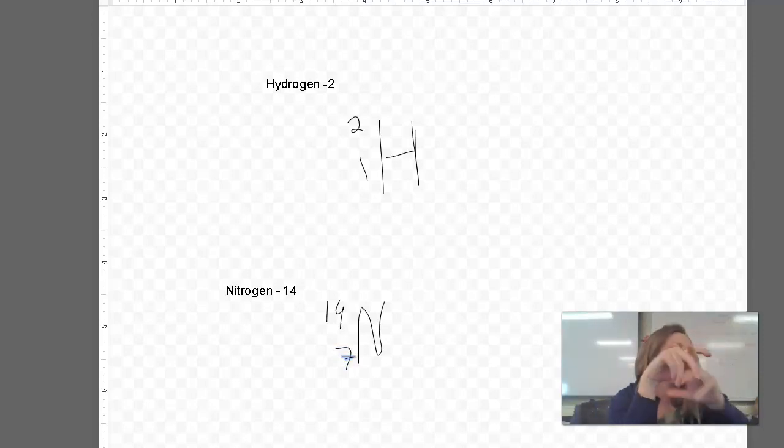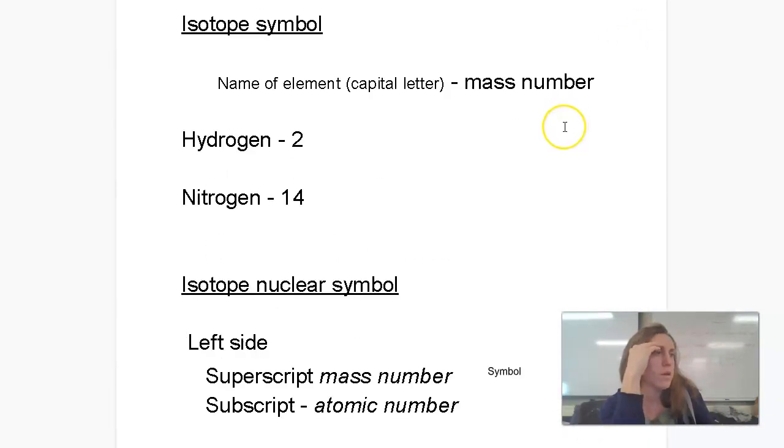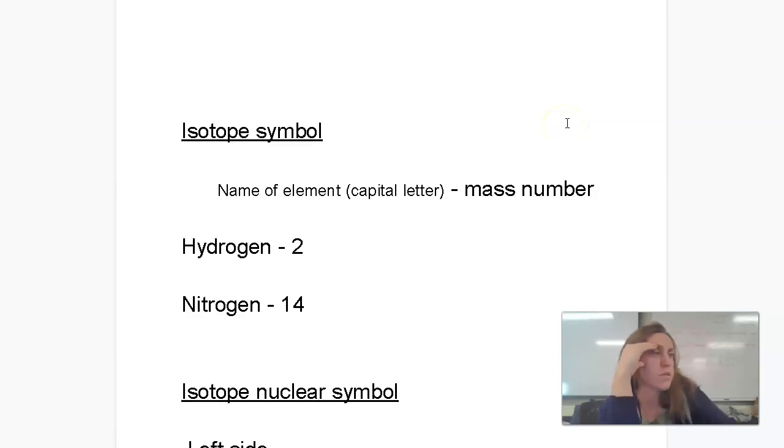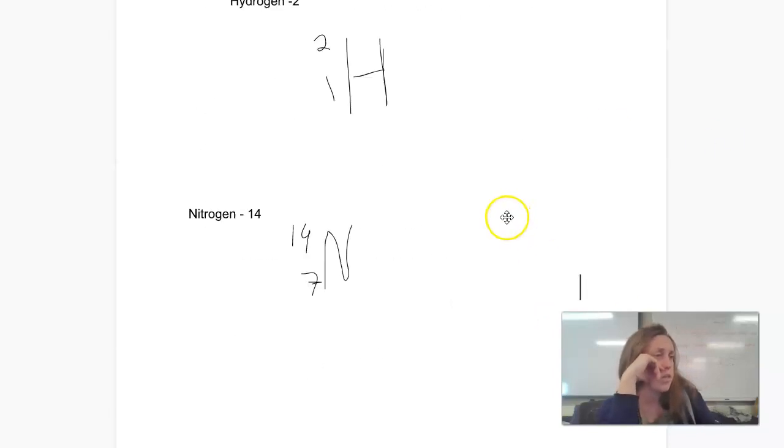So the three points that we hit today, I'm going to go ahead and save this because that should be written right in there. Okay, the isotope symbol is the name plus the mass number at the end. Okay, not the atomic number, but the mass number. The isotope nuclear symbol has the superscript. You're going to have actually three components: the element symbol, big, the mass number superscript on the left-hand side, and then the atomic number subscript on the left-hand side as well. Okay. And this is what the examples show.